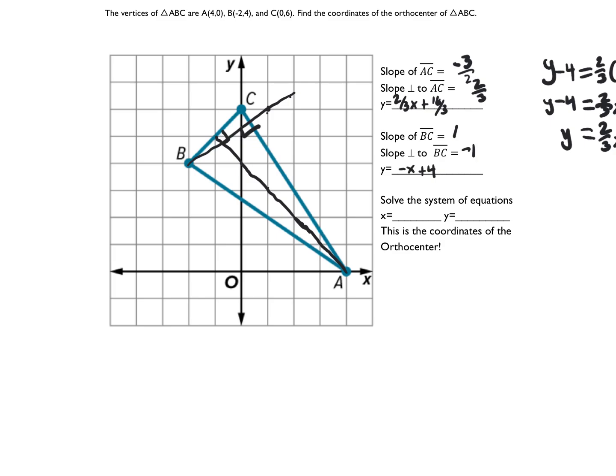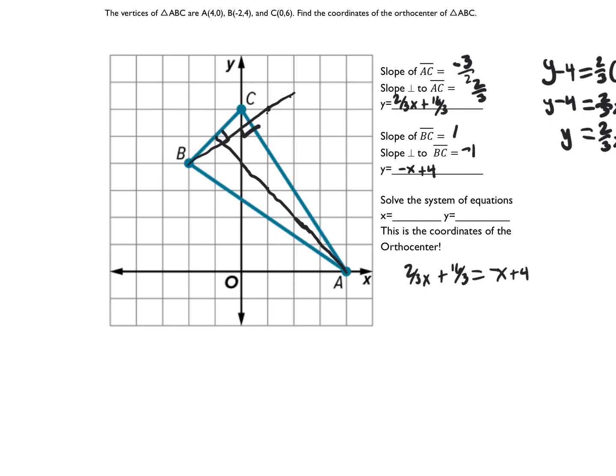Now, where those lines intersect is somewhere between negative 1 and 0 for the x, and somewhere between 4 and 5 for the y. Now, I don't know exactly where that is, so I need to solve the system. So in order to do that, I'm going to use substitution and just set these two things equal to each other. 2/3 x plus 16/3 is equal to negative x plus 4.